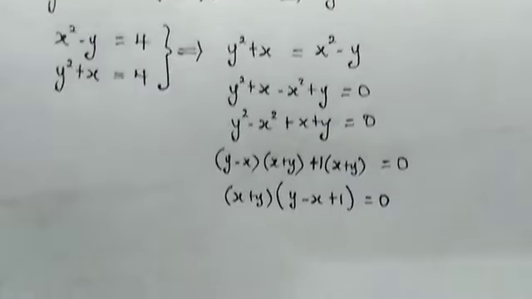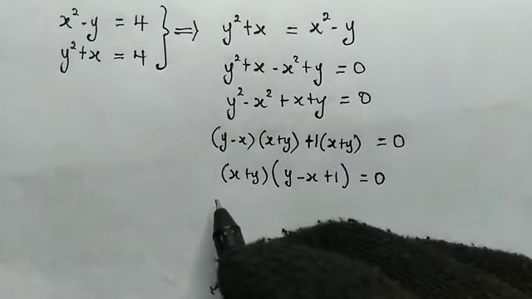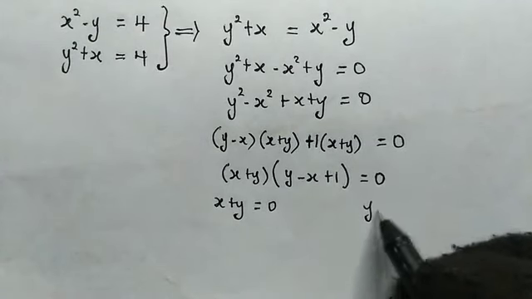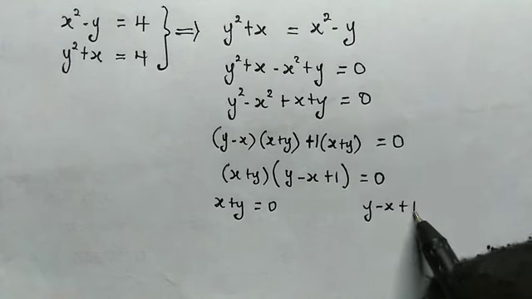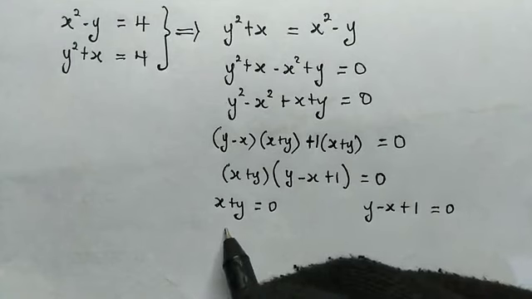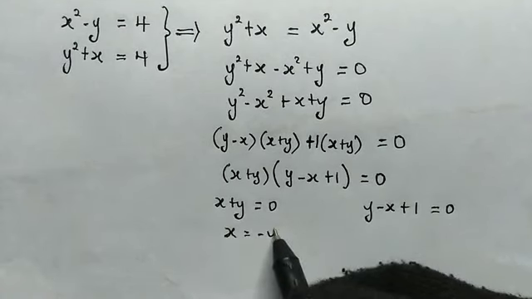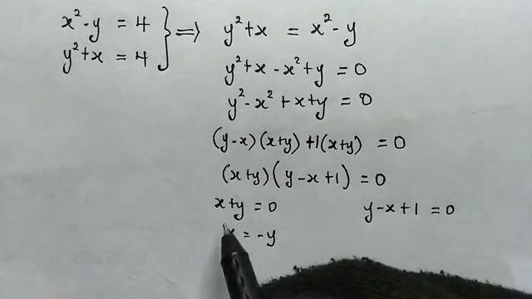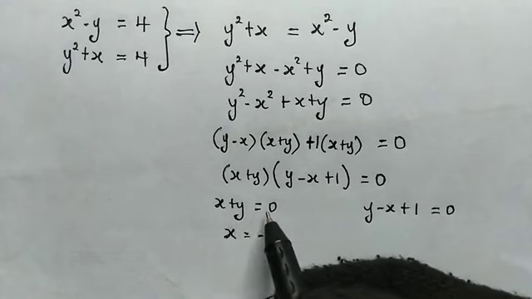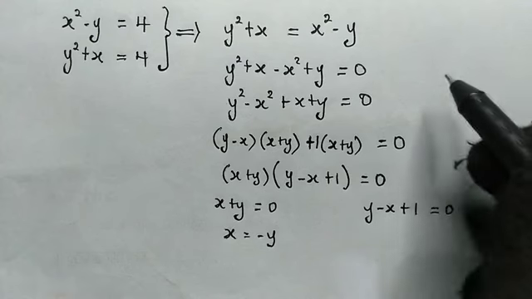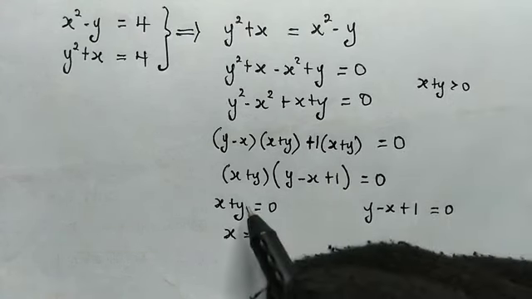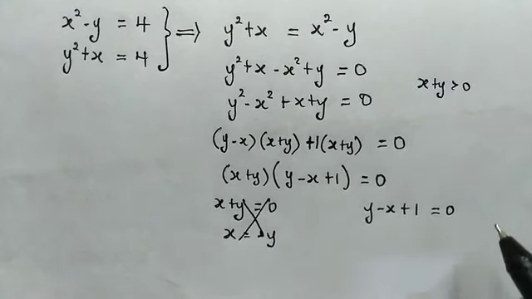Then let's go back. Okay, so from here, we have that x plus y is equal to 0. We also have that y minus x plus 1 is equal to 0, right? So here we have x equals negative y, but if you take a very good look at this place, you see that their sum equals 0 here, but according to the above statement, the sum must be greater than 0. Therefore, we don't necessarily need this, right?